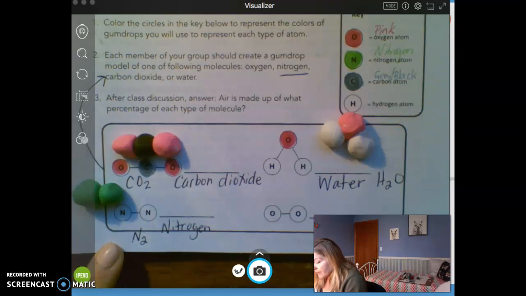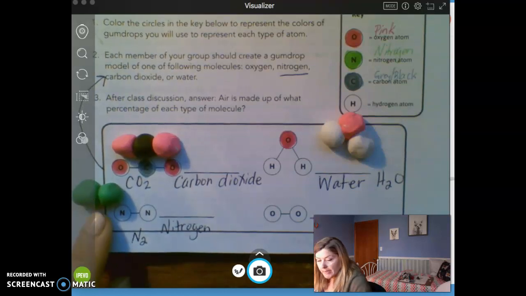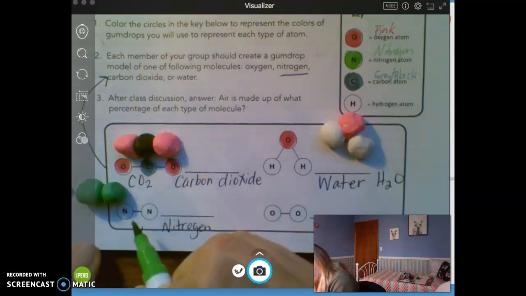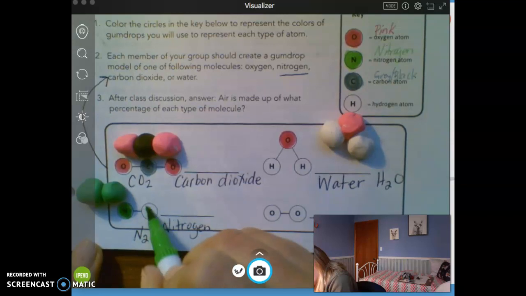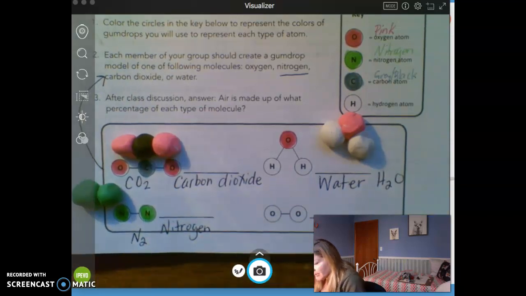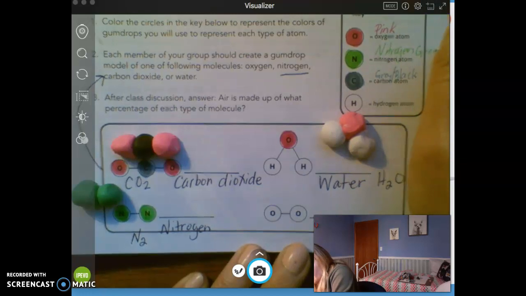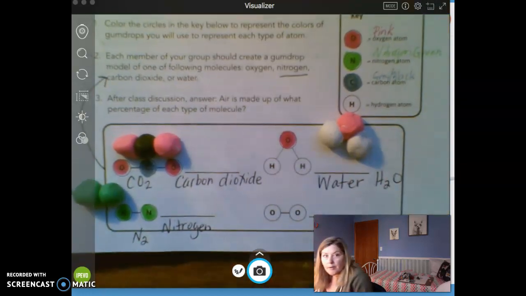All right. And now that my three-dimensional model of nitrogen is made, I'm going to color in my two-dimensional molecule here. Oh my gosh, I just noticed up here I wrote nitrogen instead of green. Oh man. There we go. I fixed it.